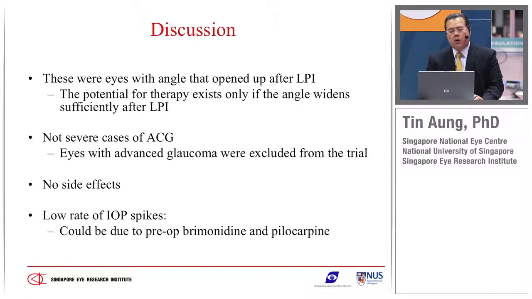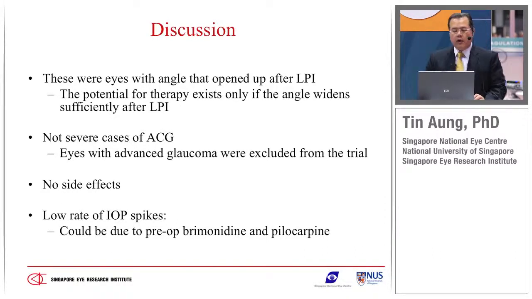So these were eyes in which the angle had opened up after LPI. You have to remember that you cannot perform SLT for all patients with angle closure glaucoma. For example, those in which the angles are still closed, you will not be able to perform this SLT treatment. It is possible only for those in which the angle is widened sufficiently for you to see the trabecular meshwork in order to perform the SLT. We also excluded severe cases of angle closure glaucoma, and these cases probably would require trabeculectomy.